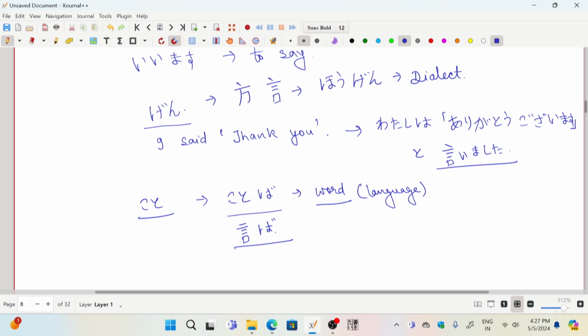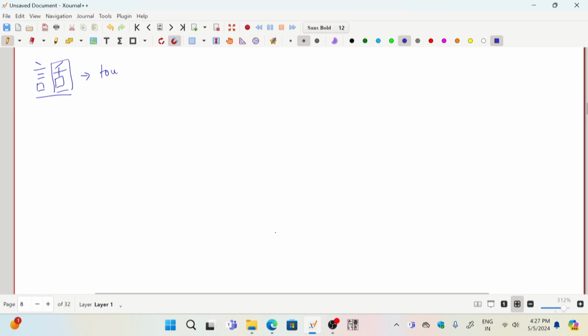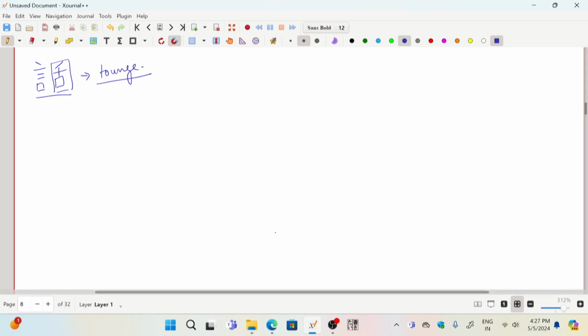Next kanji is hanashimasu. So kanji of iimasu, and this is the kanji, we join it. This kanji actually means tongue. This is the kanji of tongue. So let's do that first. First, second, third, fourth, sixth. So it means shita. Shita is tongue.